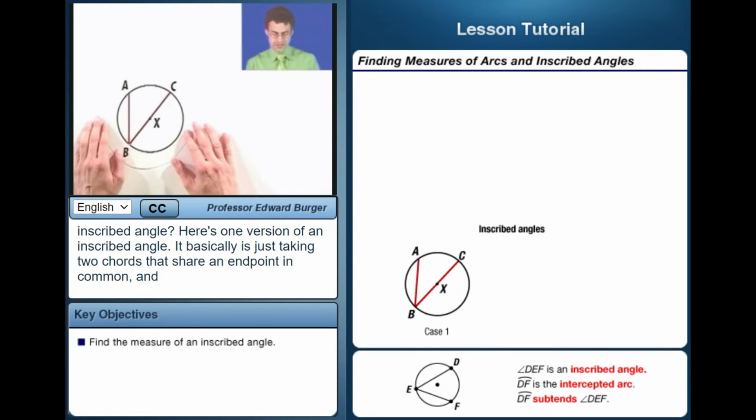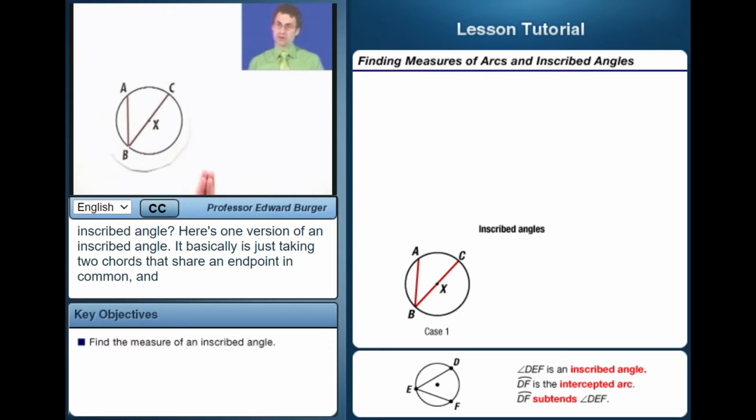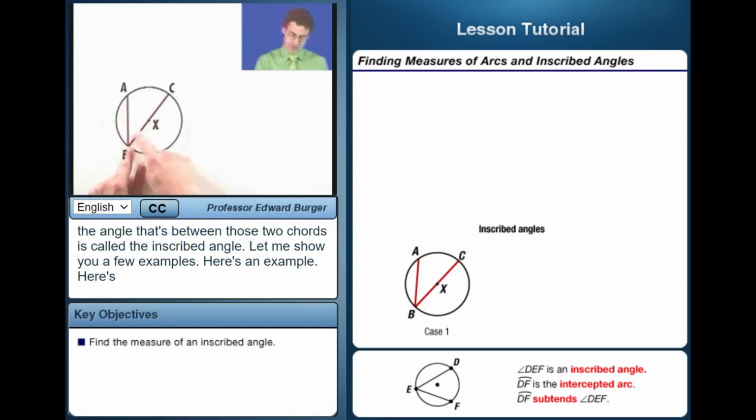Here's one version of an inscribed angle. It basically is just taking two chords that actually share an endpoint in common. And the angle that's actually between those two chords is called the inscribed angle. Let me show you a few examples.